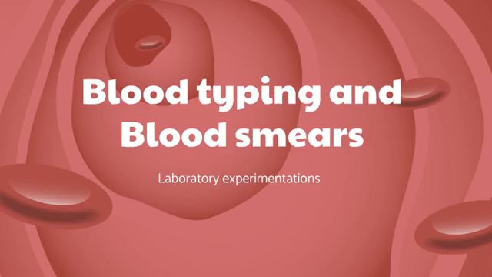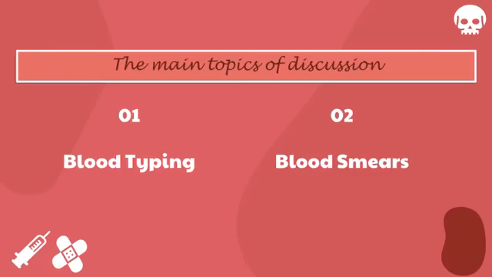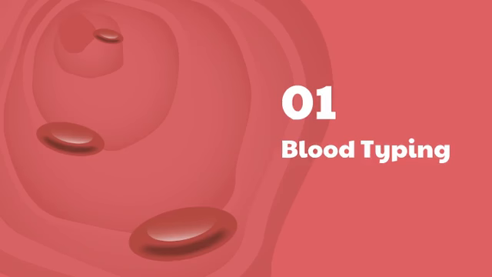The topic for today's video is going to be blood typing and blood smears. We are specifically going to be looking at the laboratory experimentations involving these two techniques. The aim of this presentation is to cover these two techniques in an orderly manner, involving the materials required, procedure, and lastly discussion. The first part of this video is going to deal with blood typing.